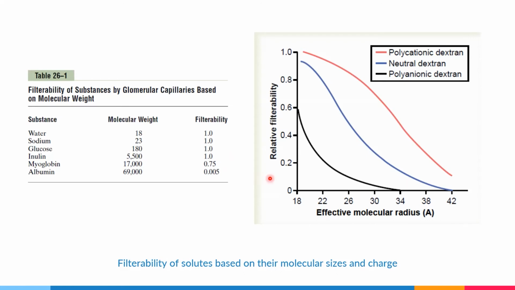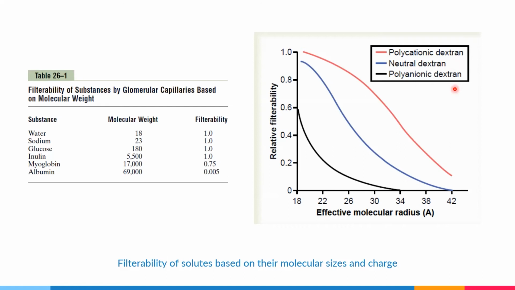Next, we see that filterability is also affected by the charge of the substance being filtered. When dextran, which is a polymer of glucose, was filtered through the kidneys, we have the following graph. The dextran that was filtered differed only on the basis of the charge that it was carrying. So we have polycationic dextran, which is positive, neutral dextran, which has no charge at all, and polyanionic dextran, which is negatively charged.